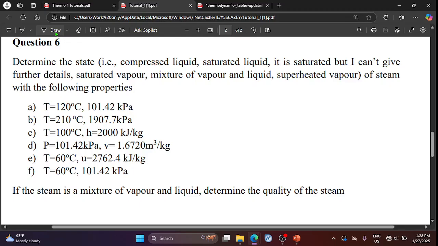It says that we should determine the state, right? Whether it's a compressed liquid, a saturated liquid, a saturated vapor, a mixture of vapor and liquid, or a superheated vapor.